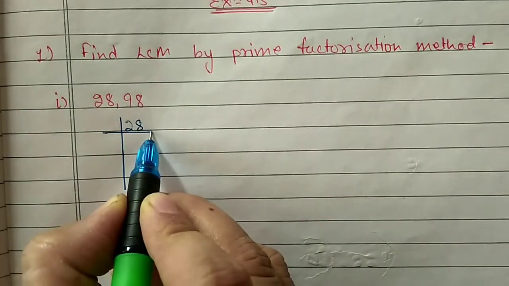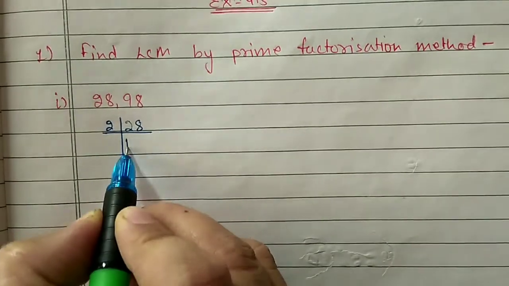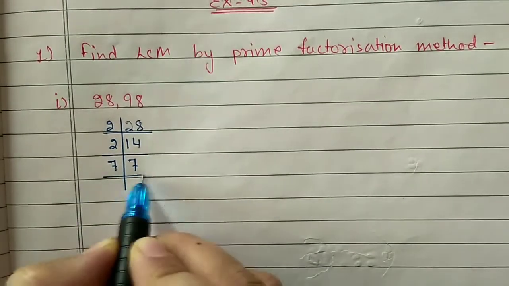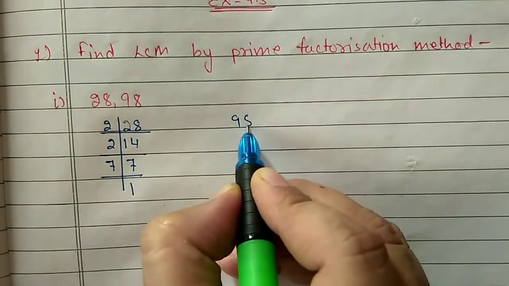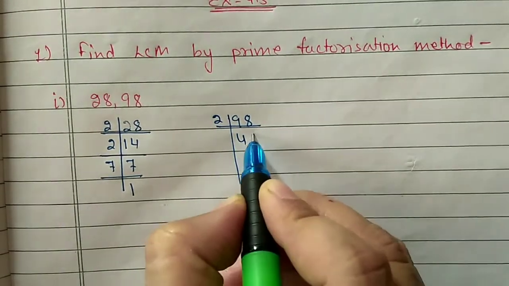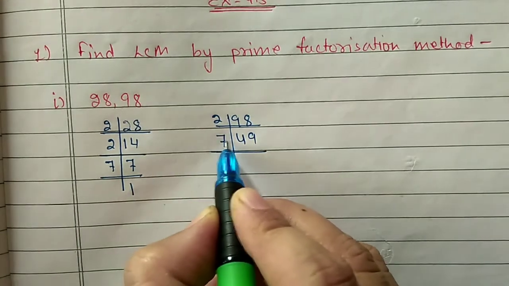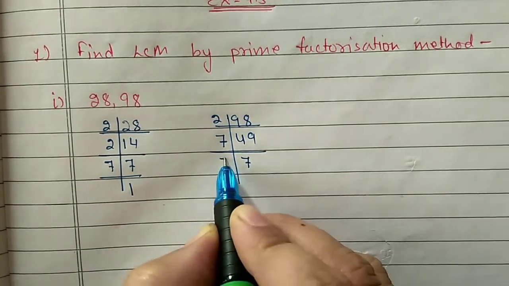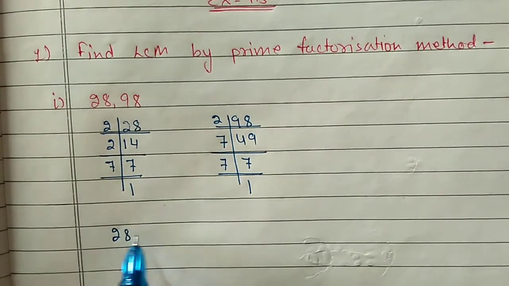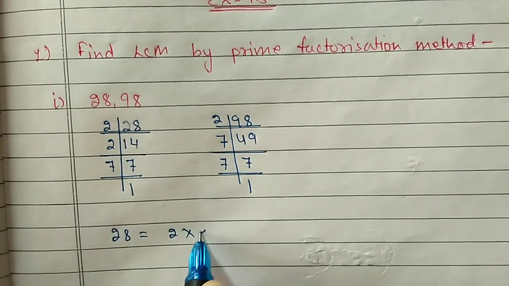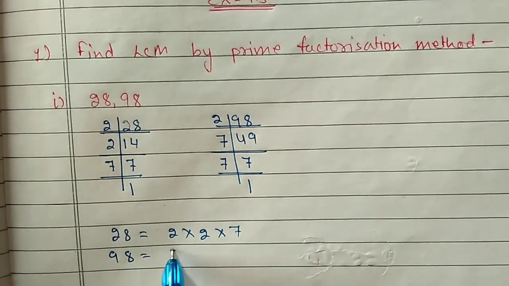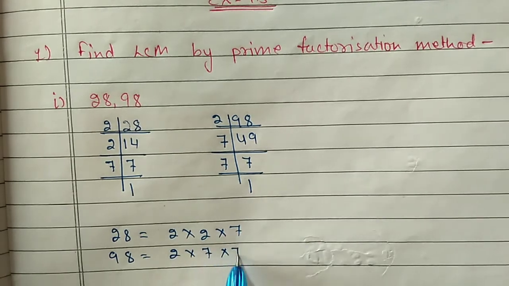28 is an even number, so we will start from 2. 2 1s are 2, 2 7s are 14, then again 2, 2 7s are 14 and 7 1s are 7. Then 98, it is an even number, so we will start from 2. 2 49s are 98, and 7 7s are 49 and 7 1s are 7. So 28's factors are 2 into 2 into 7, and 98's factors are 2 into 7 into 7.